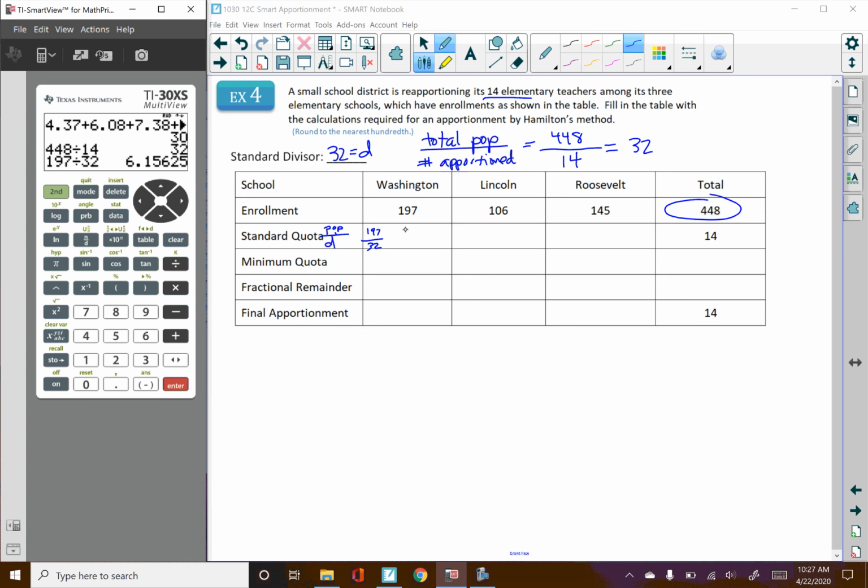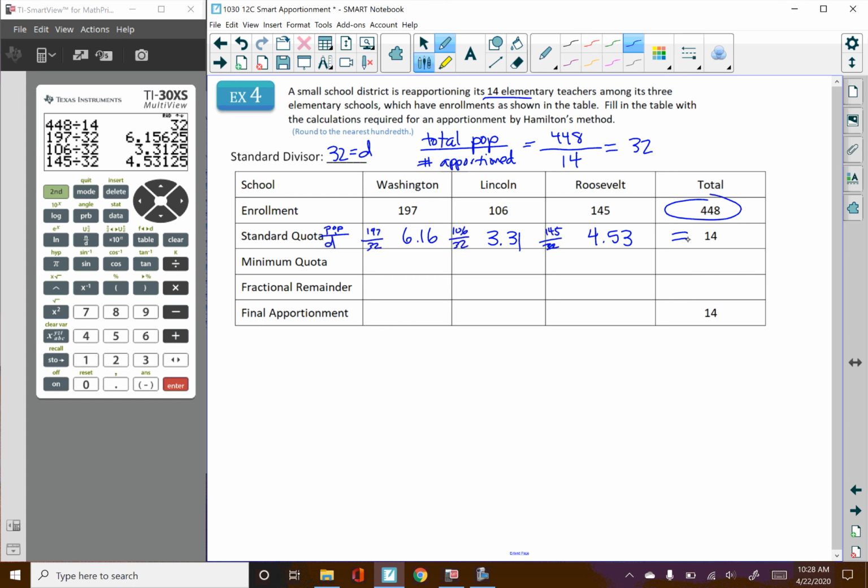which is 6.16. And then we'll just continue that process. 106 divided by 32 is 3.31 if we round. And then for Roosevelt, 145 over 32. 145 divided by 32 gives us 4.53. Now if we add those numbers up, the 6.16, the 3.31, and the 4.53, we do get 14.